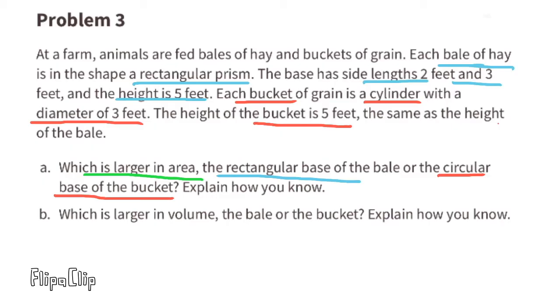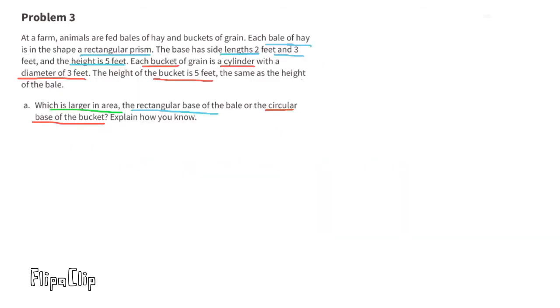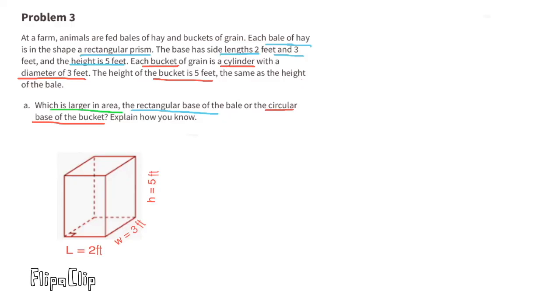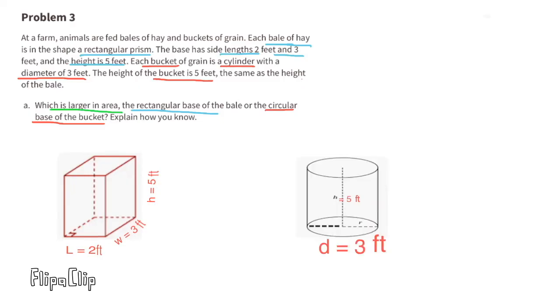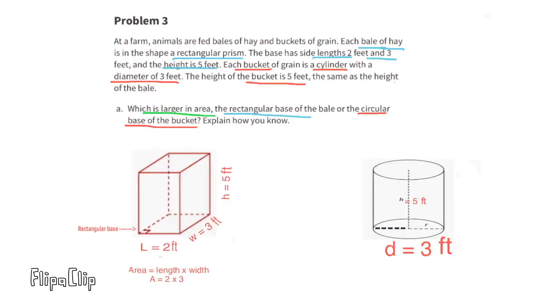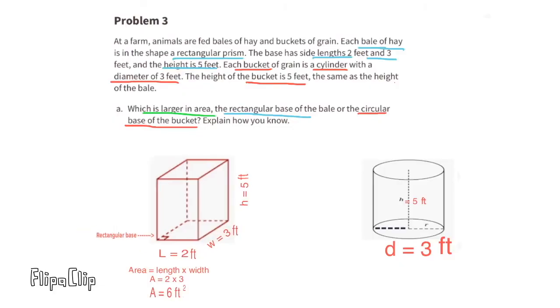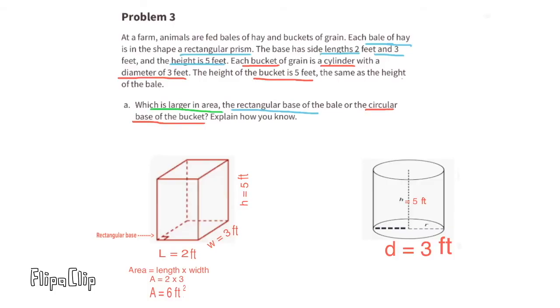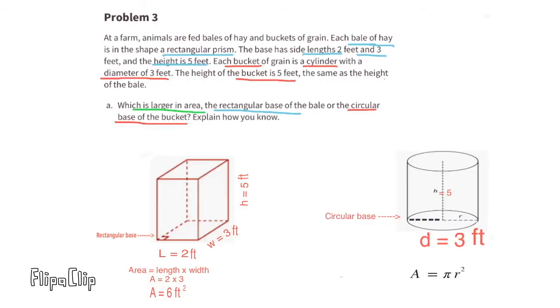Explain how you know. This diagram represents a bale of hay with a length of 2 feet, a width of 3 feet, and a height of 5 feet. And this diagram represents the bucket with a diameter of 3 feet and a height of 5 feet. The rectangular base of the bale of hay has an area of 2 feet times 3 feet, so that would be 6 feet squared. The circular base of the pail would have an area of pi times r squared.